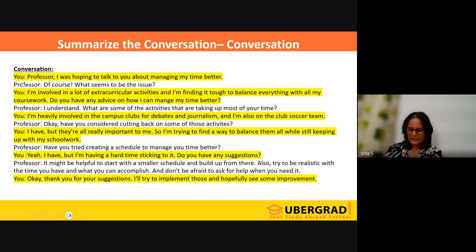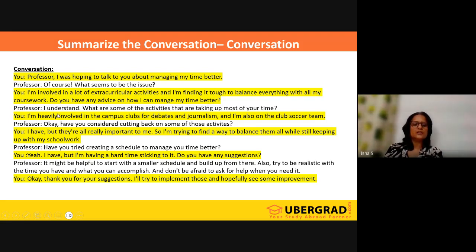Your conversation between you and the professor. You: Professor, I was hoping to talk to you about managing my time better. Professor: Of course, what seems to be the issue? You: I'm involved in a lot of extracurricular activities, and I'm finding it tough to balance everything with all my coursework. Do you have any advice on how I can manage my time better?